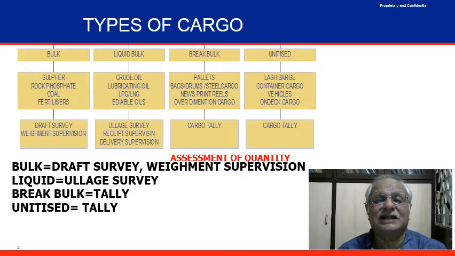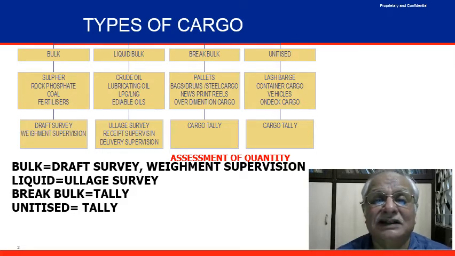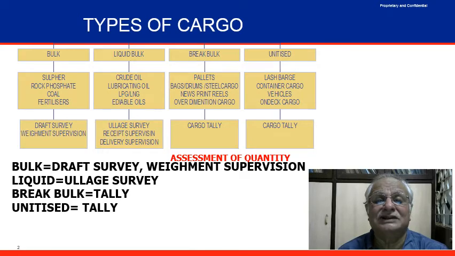So the first thing is dry bulk consignment, dry bulk cargo. This is without any formal packaging. Examples could be coal, sulfur, fertilizers, soda ash. Many times pulses also come in such dry bulk consignments.